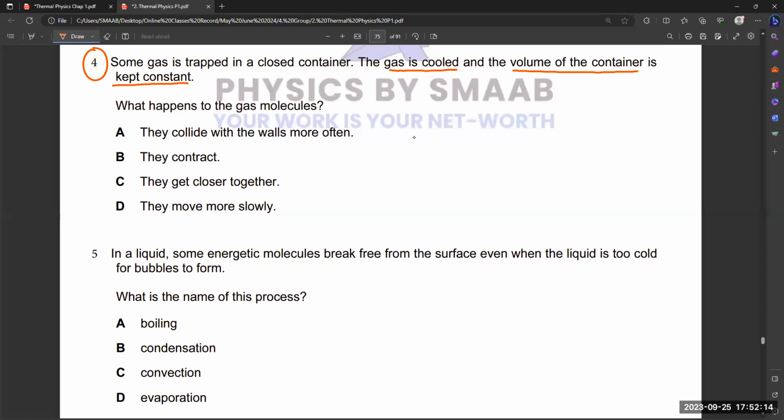Because volume changes when you change the state. Yes, because we are talking about the temperature, so when the gas molecules cool down, their kinetic energy decreases. So basically, they move more slowly, right?